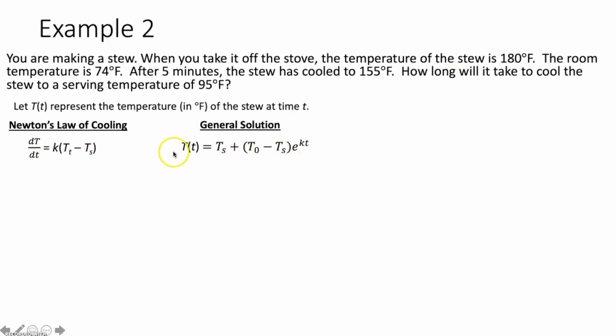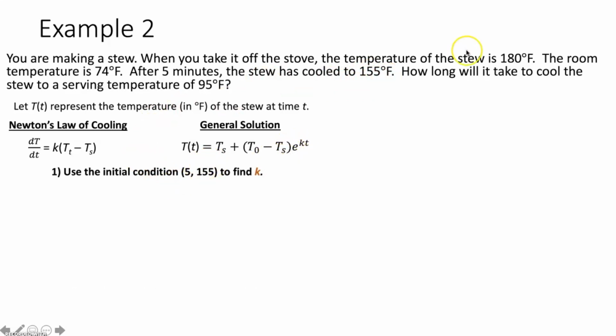So again, what we want to do in these types of questions is we want to first find k. And the way we find k is by using one of the initial conditions provided. So let's see, was there an initial condition provided? It says the temperature of the stew is 180 degrees Fahrenheit. So that's going to be the initial temperature. The temperature of the room is 74 degrees Fahrenheit. That's going to be the surrounding temperature. Then it says after 5 minutes. Okay, here we go. So 5 comma, and then the stew has cooled to 155 degrees Fahrenheit, meaning our condition is going to be 5 comma 155. We can use that in order to find our k.